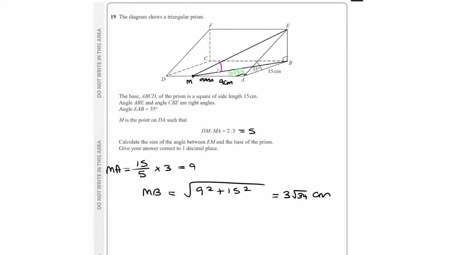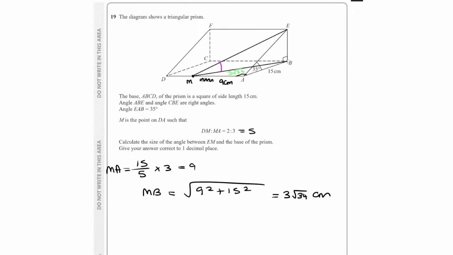Obviously because I'm looking for an angle, I need two sides. So I've got this side. What other side could I find? What other information have I not used? I've not used the 35 degrees yet. I know it's quite hard to see because we've drawn all over it, but looking at the triangle AEB, this one on the side of the prism, I've got one side and I've got an angle.